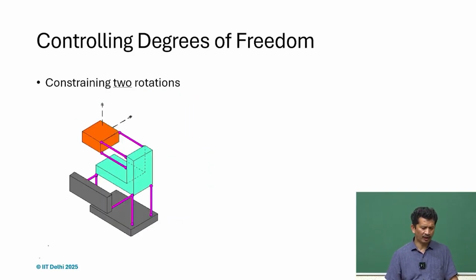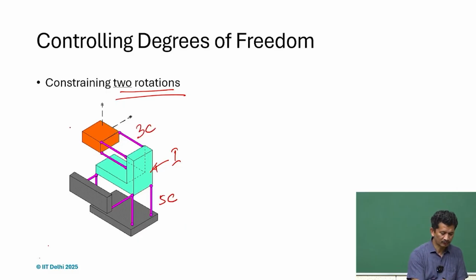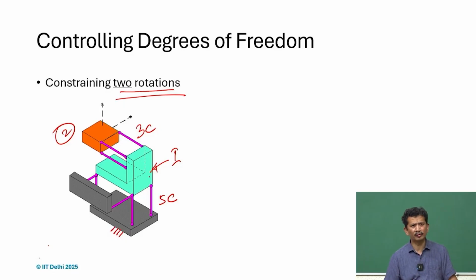So, what we see here is that we are constraining two rotations and we use the intermediate body here, and we have 5 constraints here and 3 constraints here. So, it is body 2 and this is the frame. So, one DOF here. If we compare the intermediate body with respect to the machine frame, there is only 1 degree of freedom, which is this.